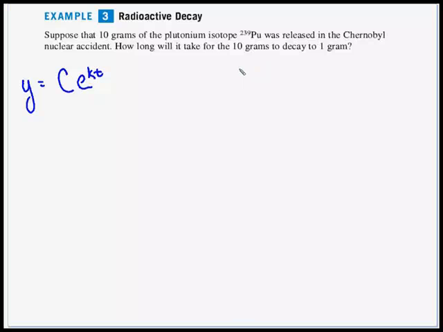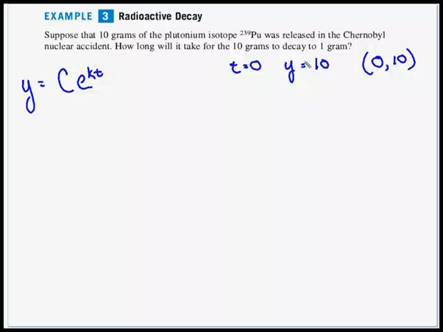And let's see, we have an initial condition. When we start at time 0, we have 10 grams, and let's use y to equal our mass of plutonium in grams. So at time 0, we have 10 grams, or we have an initial condition of (0, 10).